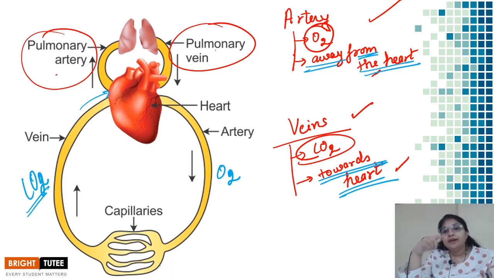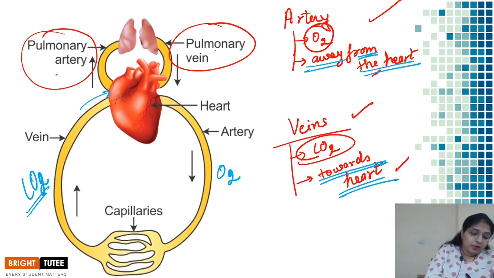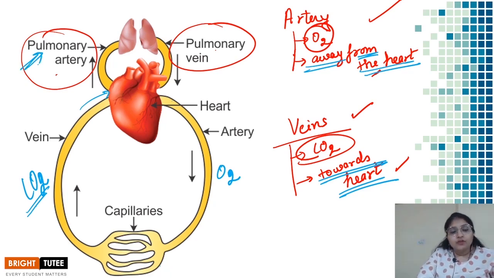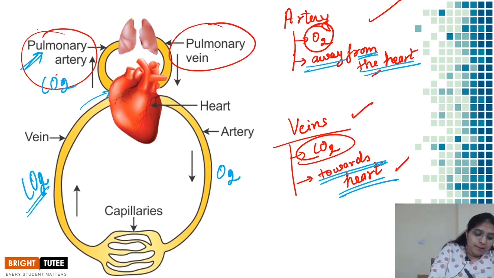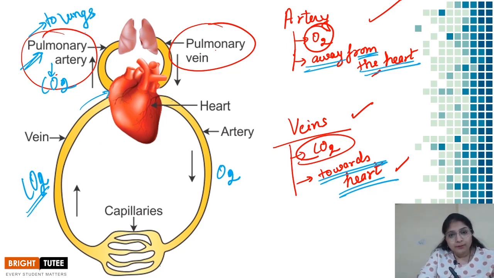Now what is the direction of the blood? That is away from the heart. So what vessel will be used? It will be the artery. That is why we say the pulmonary artery is the one which carries carbon dioxide rich blood to the lungs, right? So we say the pulmonary artery carries carbon dioxide rich blood to the lungs, that is away from the heart.